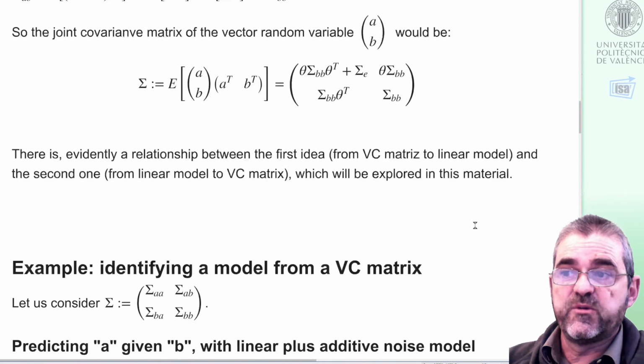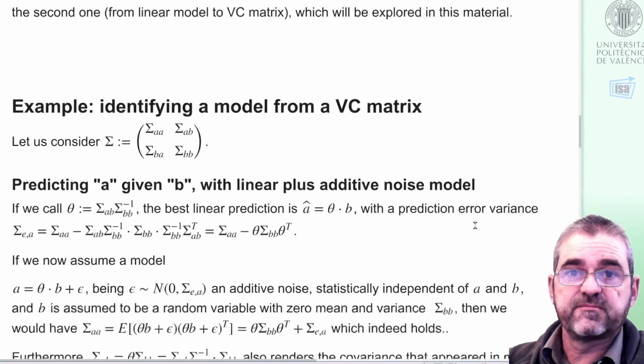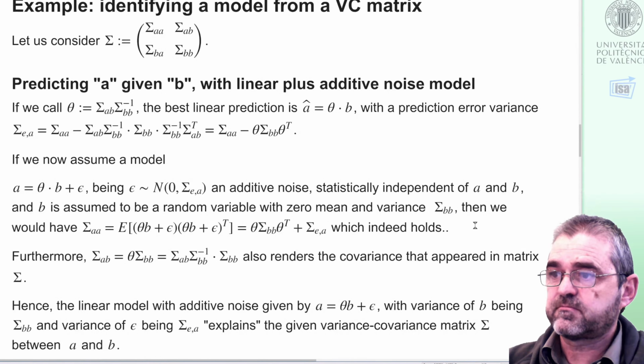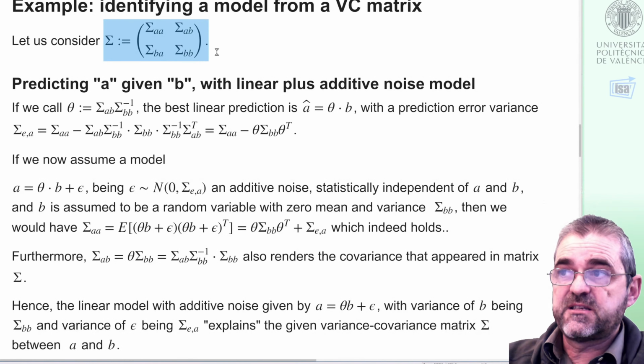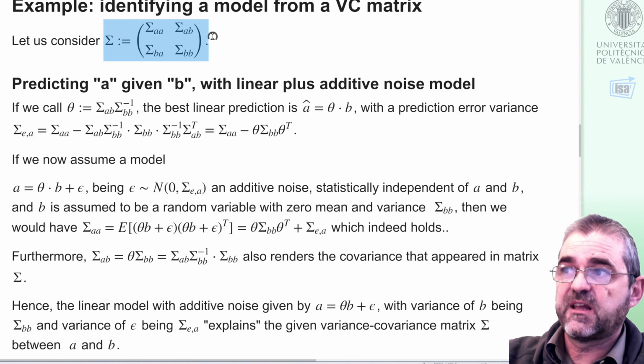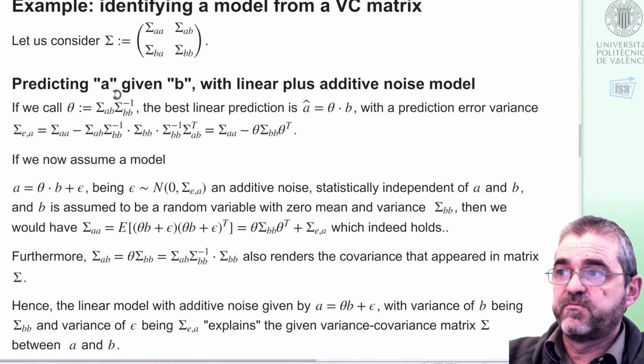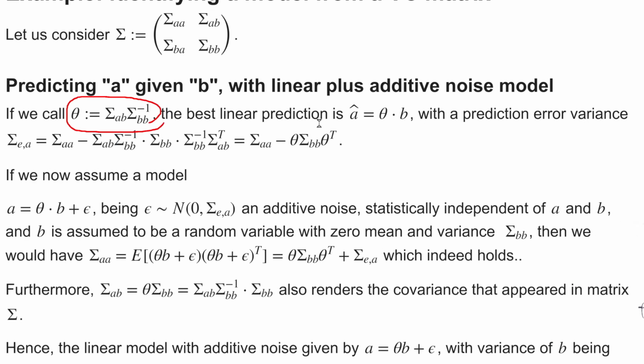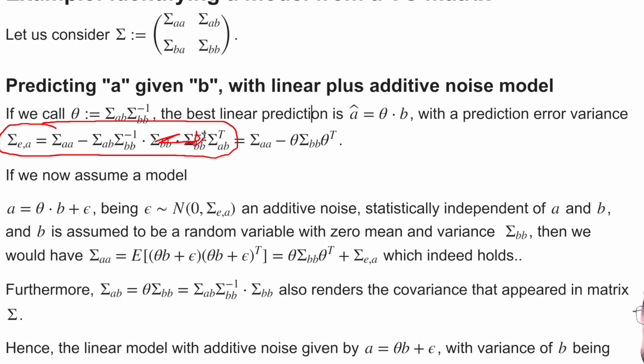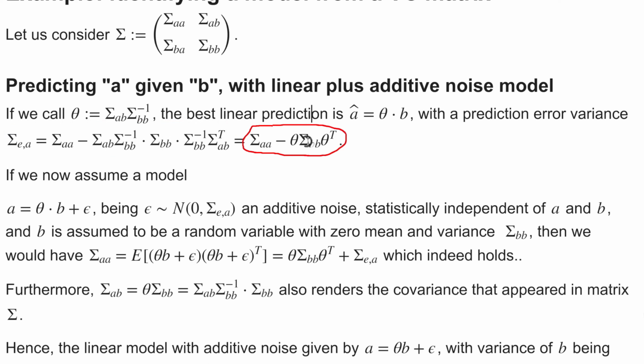Let's discuss now a numerical example of all those expressions. So imagine that we have a covariance matrix like this. So this is the best linear prediction. This is the error variance. Well, in the formulas above, I didn't write this, but if I multiply and divide by sigma bb, then I can write this equivalent expression.